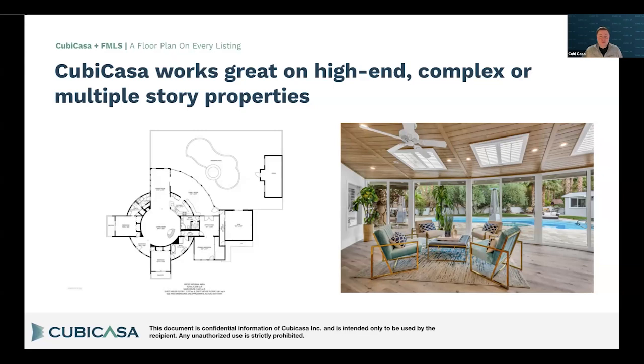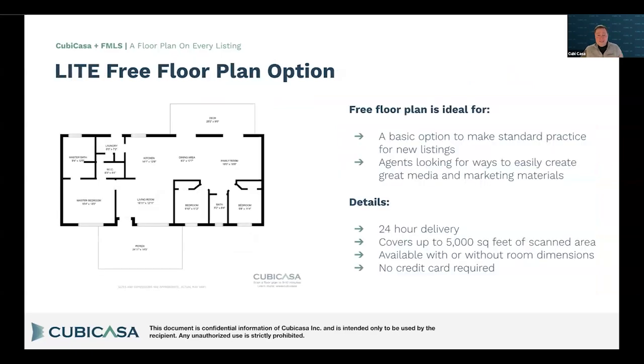Now let's take a look at the actual floor plans themselves, all the different type of options that are available to you. We've partnered with FMLS to offer unlimited basic free floor plans, which is what you see here on screen, and what we call Light. This is a really great option to start making floor plans a little bit more standard practice when you're getting your listings put together. It's going to cover properties up to 5,000 square feet of scanned area, including the internal square footage, as well as the square footage of any of those outdoor spaces that you capture, porches, patios, decks, those sort of things. And it's available to save with or without the room dimensions included.